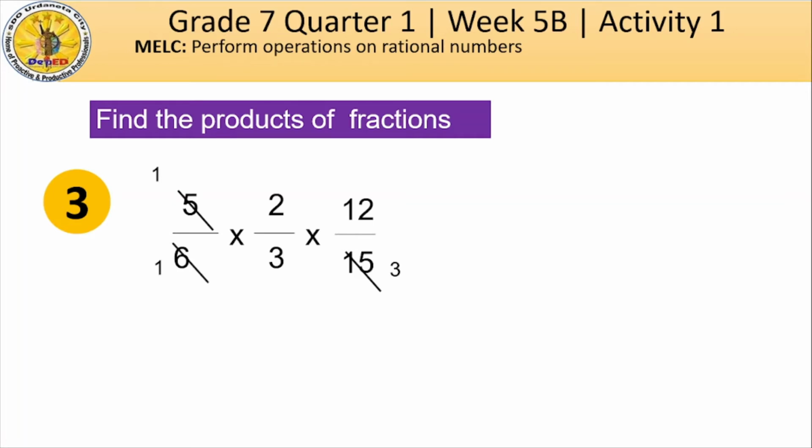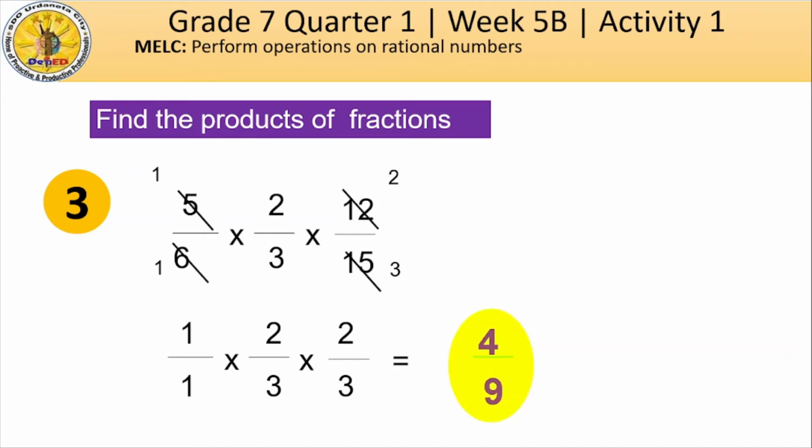Another, 6 and 12 could also be reduced, since both of them have the common factor, which is 6. So 12 divided by 6 is 2, and 6 divided by 6 is 1. And then, let us rewrite these fractions, giving us 1/1 multiplied to 2/3 multiplied to 2/3. And then let us proceed. 1 times 2 times 2 is equal to 4. And 1 times 3 times 3 is equal to 9. Therefore, 5/6 multiplied to 2/3 multiplied to 12/15 is equal to 4/9.